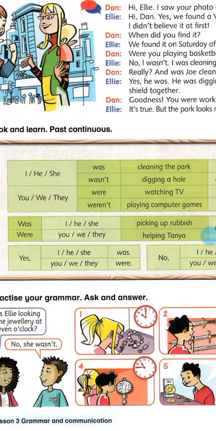Let's move to the negative verb form of the past continuous. The negative verb form of was is was not, or wasn't. And the negative verb form of were is were not, or weren't. For example, I wasn't cleaning the park. Repeat please. I wasn't cleaning the park.